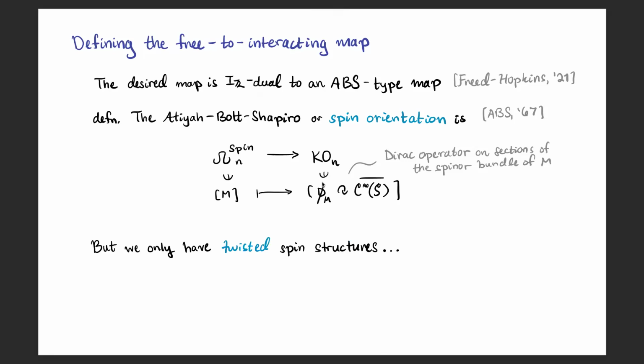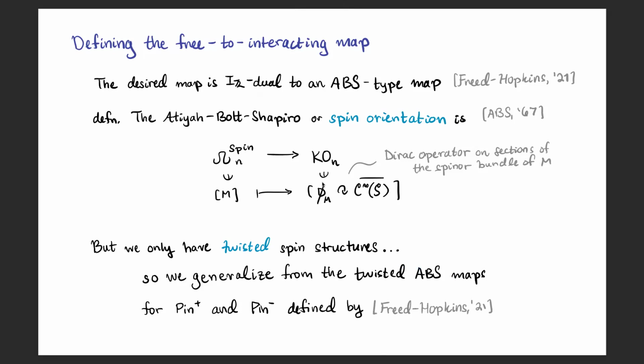But we don't have spin bordism in all of our cases. We're not just looking at spin as the tangential structure. I talked about how we want to get all of these tangential structures associated to fermionic groups, which would be twisted versions thereof. And so to handle this, we're going to generalize the twisted Atiyah-Bott-Shapiro type maps that Fried-Hopkins defined for pin plus and pin minus.